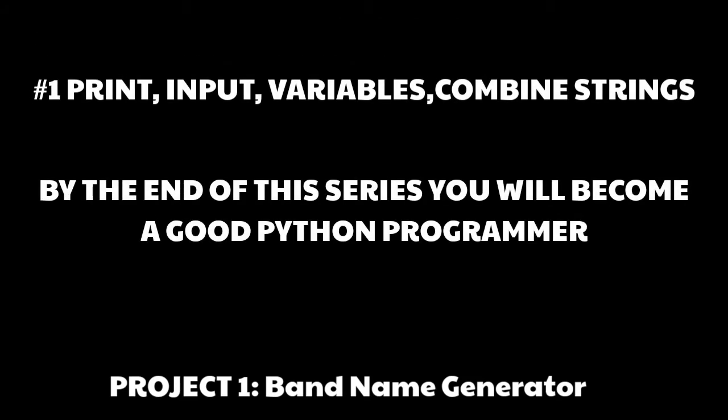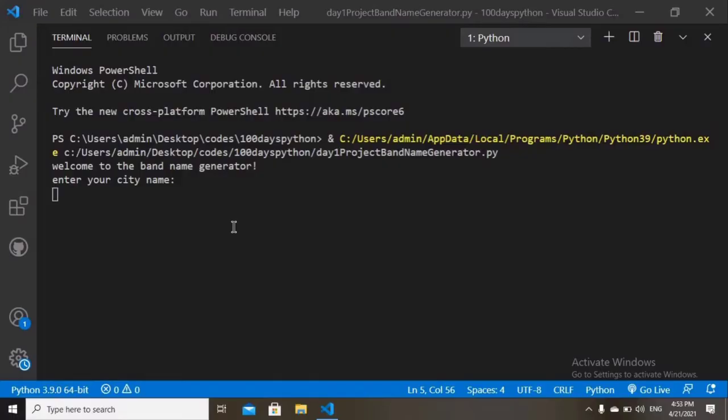In this series, I'm going to teach you Python from beginner stage to advanced stage. By the end of this series, you will become a good Python programmer. And in this video, I'm going to teach you how to print something on screen, how to get input from user, variables, and combine strings. And we're gonna learn all these in one project. So let's go. By the end of this video, we're going to create a band name generator.